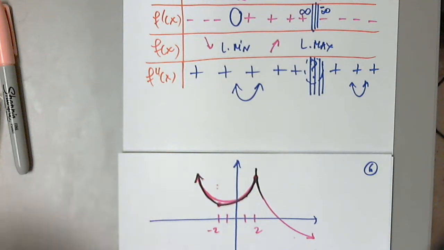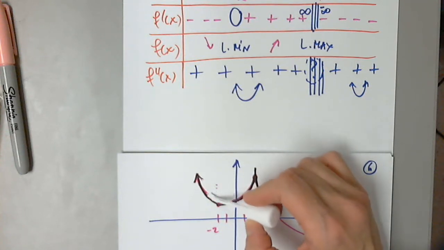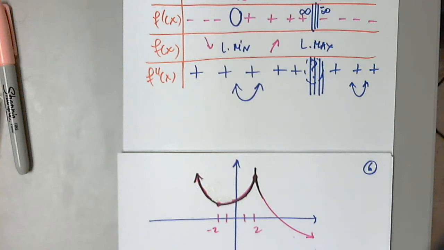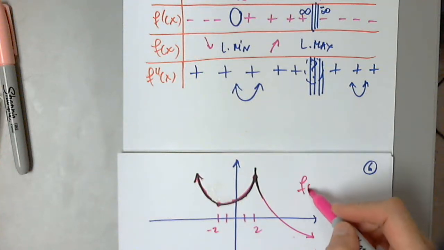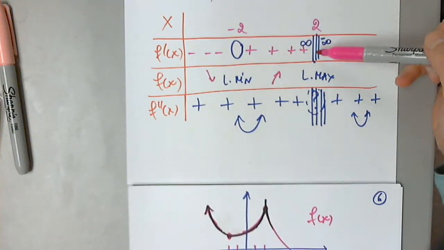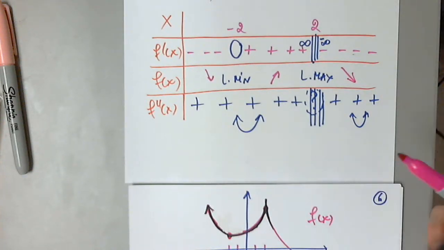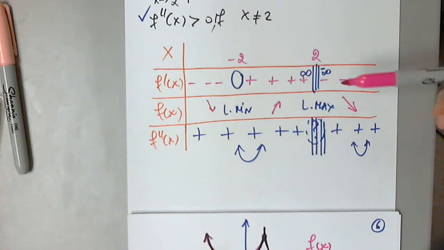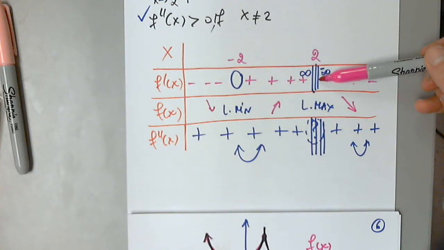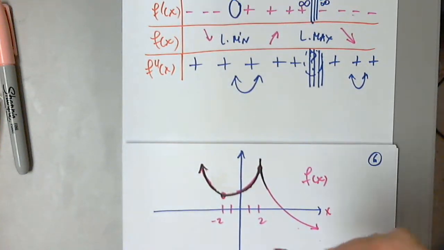This is the graph of an example of f of x. So decreasing to this point, increasing, decreasing, opening up at all times. The derivative is not defined at 2. Of course, the second derivative will not be defined at 2. And this is our example.